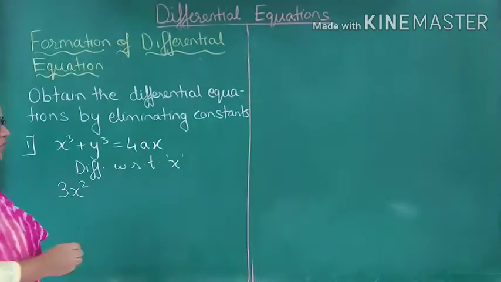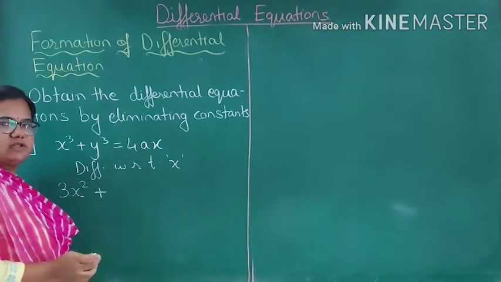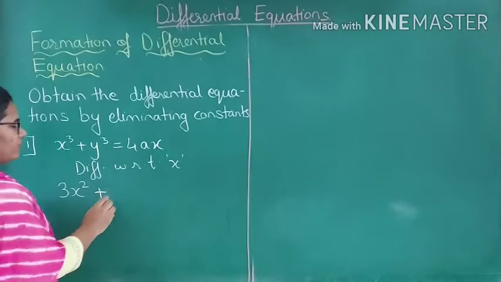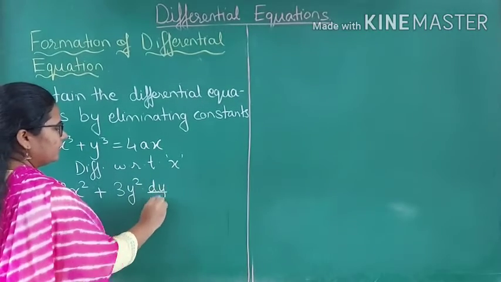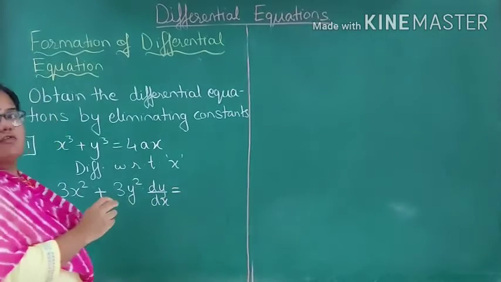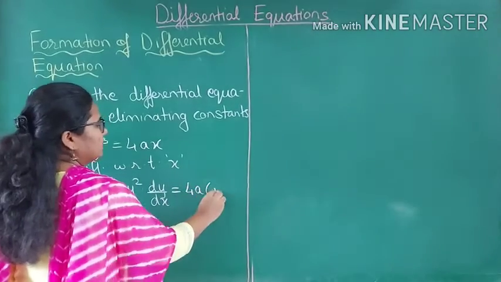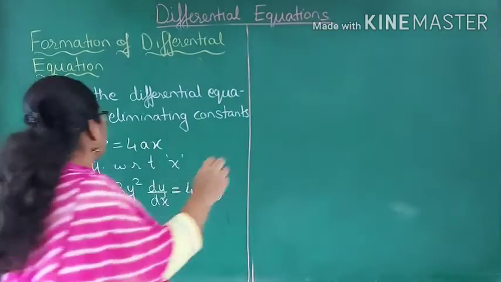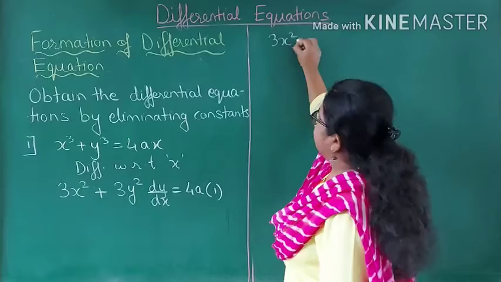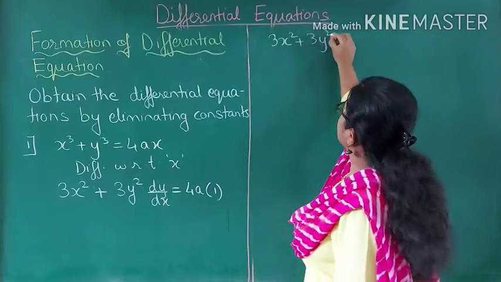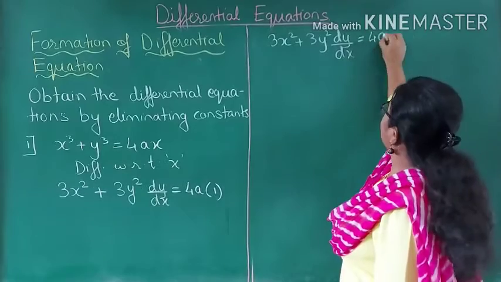It will be 3x square, then plus the derivative of y cube. Now we are differentiating with respect to x. So what will be the derivative of y cube? It will be 3y square into dy by dx. Then 4ax. Now 4a is constant and the derivative of x is 1. So what do you get here? You get 3x square plus 3y square into dy by dx is equal to 4a.